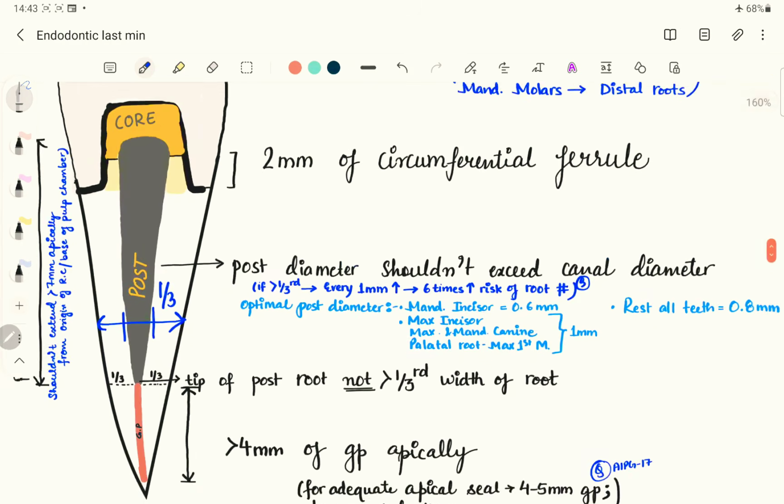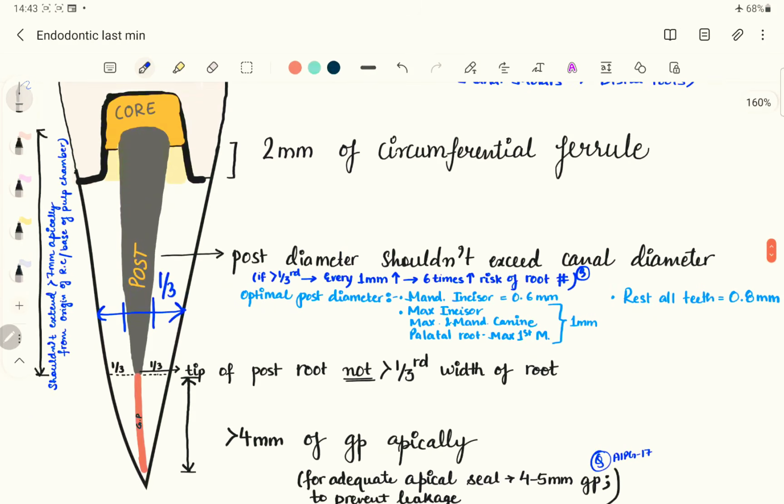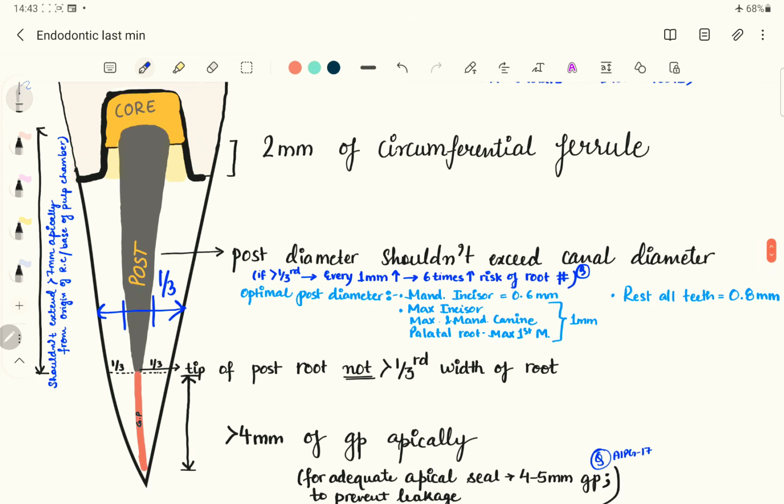So based on the anatomy of the root, we have calculated an optimal post diameter. The optimal post diameter for a mandibular incisor is 0.6 millimeter. For maxillary incisors, maxillary and mandibular canines, and the palatal root of the maxillary first molar, which is the largest, the optimal post diameter is 1 millimeter. For all the rest of the teeth we can use 0.8 millimeters.